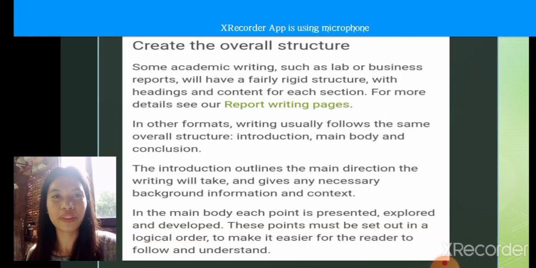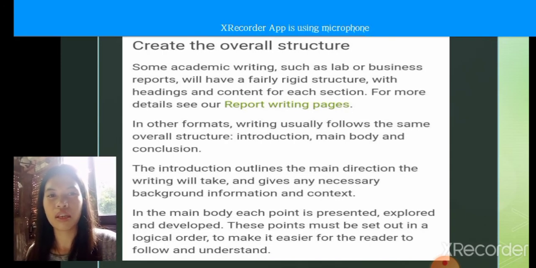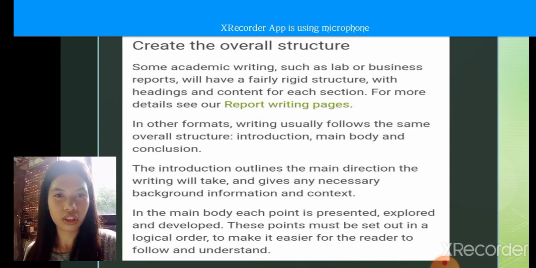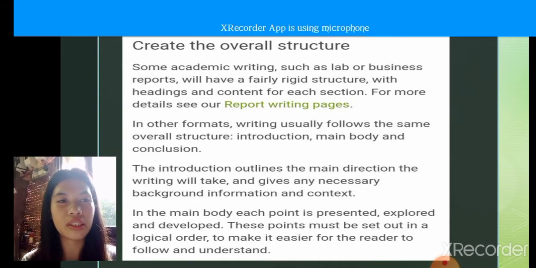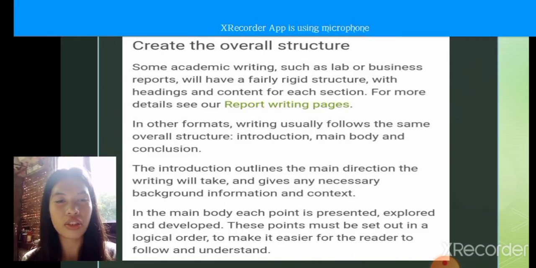So, third, create the overall structure. Some academic writing, such as lab or business reports, will have a fairly rigid structure with headings and content for each section. In other formats, writing usually follows the same overall structure: introduction, main body, and conclusion. The introduction outlines the main direction the writing will take and gives any necessary background information and context.